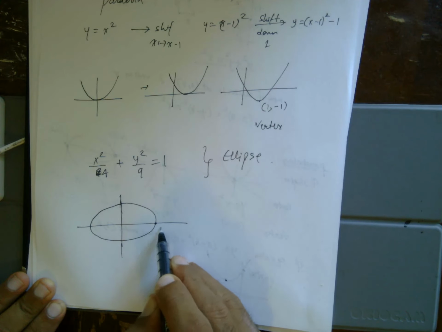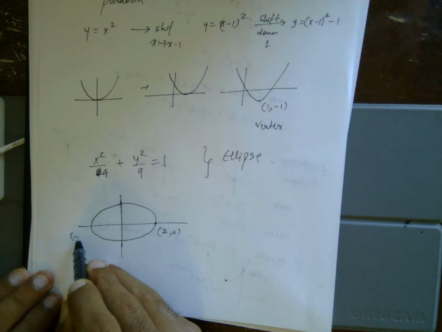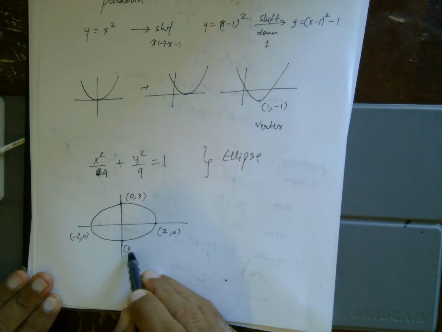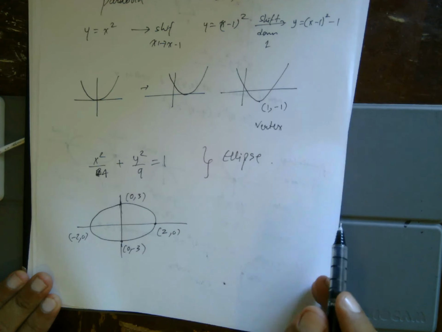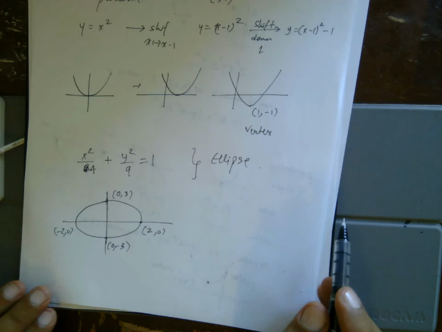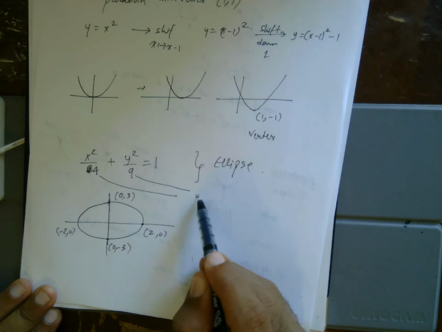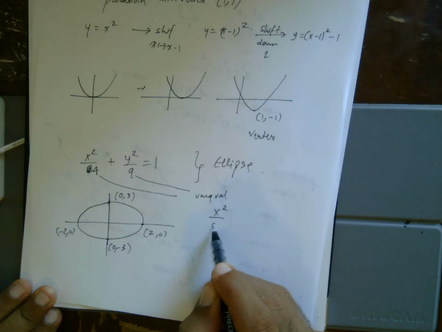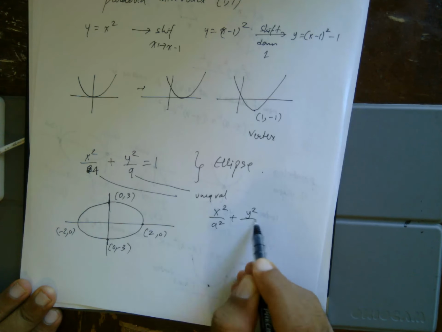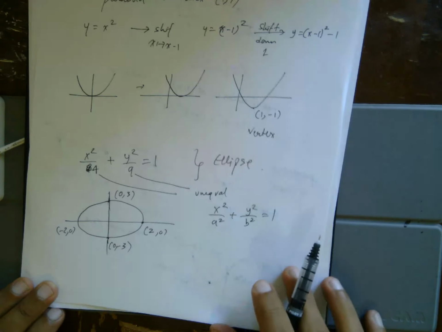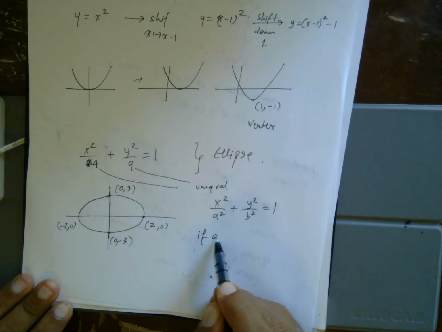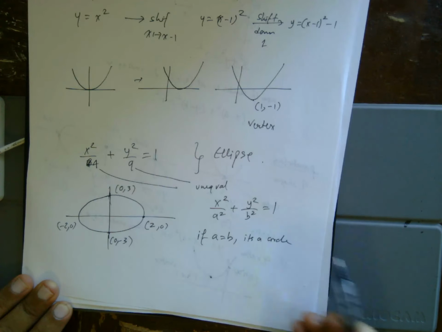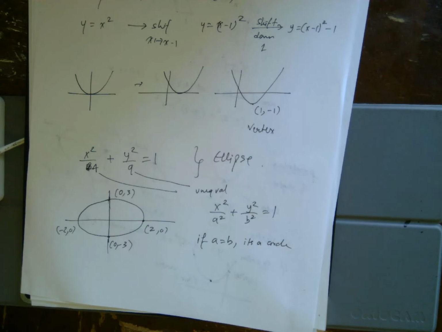And these points become 2, 0, negative 2, 0. This becomes 0, 3, and this is 0, negative 3. So these are unequal. So in general, x squared over a squared plus y squared over b squared equals 1. And if a equals b, then it's a circle. So a circle is just a special form of an ellipse.